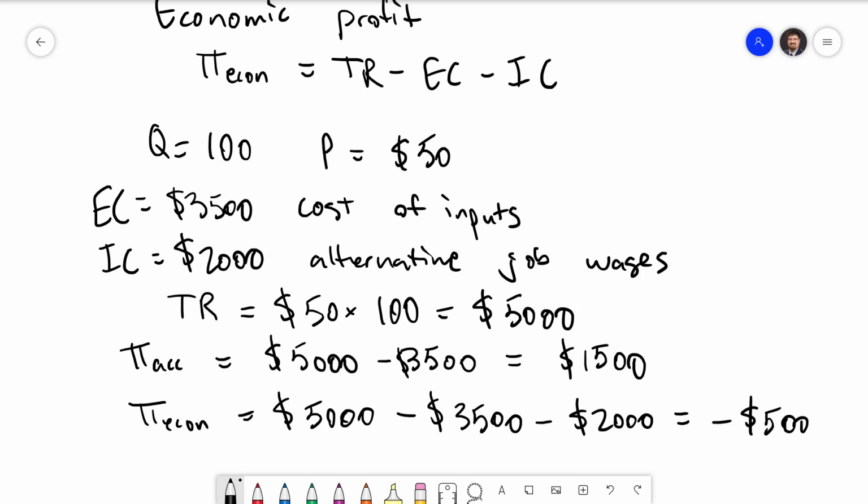In the next video, we're going to get into more detail on how firms operate by looking at production.